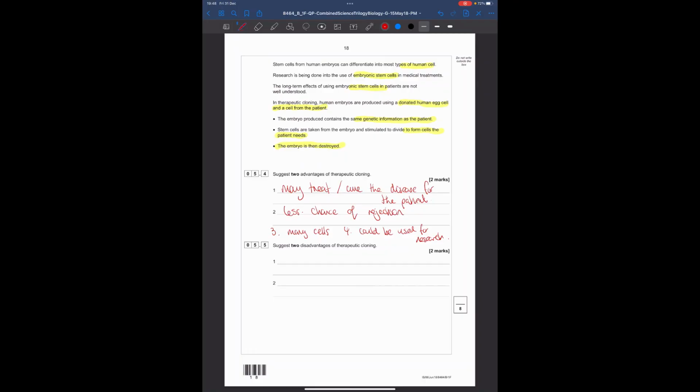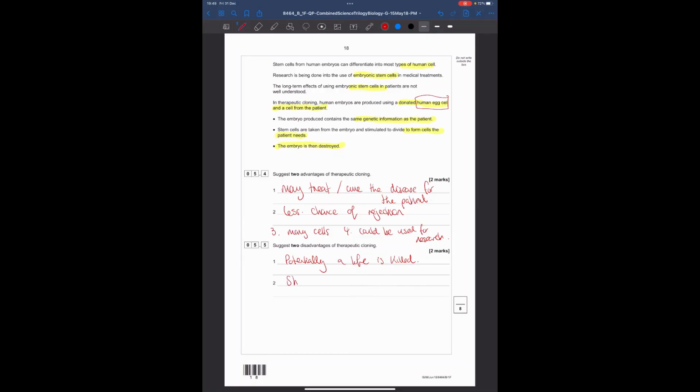Suggest 2 disadvantages of therapeutic cloning. Well, you are destroying a human egg. So because of that, you are potentially killing a life. So you could say, potentially, a life is being destroyed or being killed. And then another disadvantage is obviously finding those eggs to begin with.